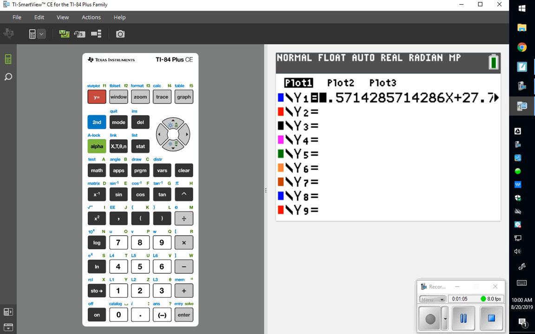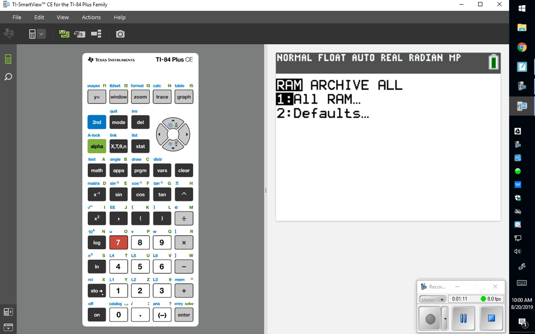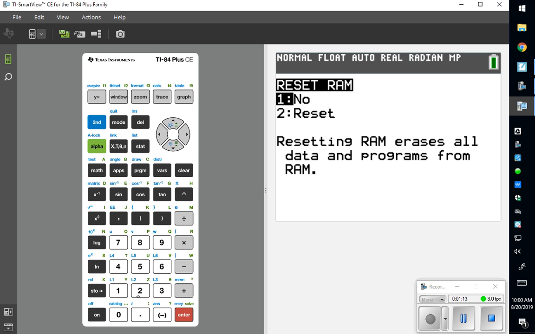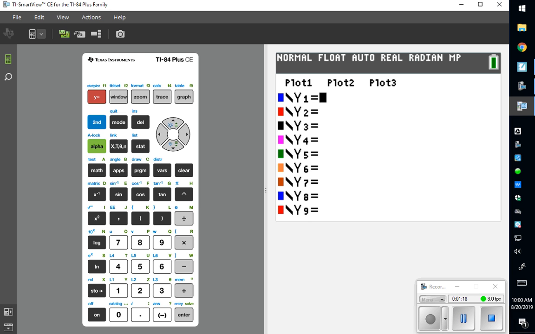So to avoid those kinds of difficulties, we're going to reset the memory, which is second plus for memory, number 7 reset, all RAM, number 2 reset. Okay, now when we go into y equals, you'll see it's clear and there's no scatter plot turned on. So let's type our functions.